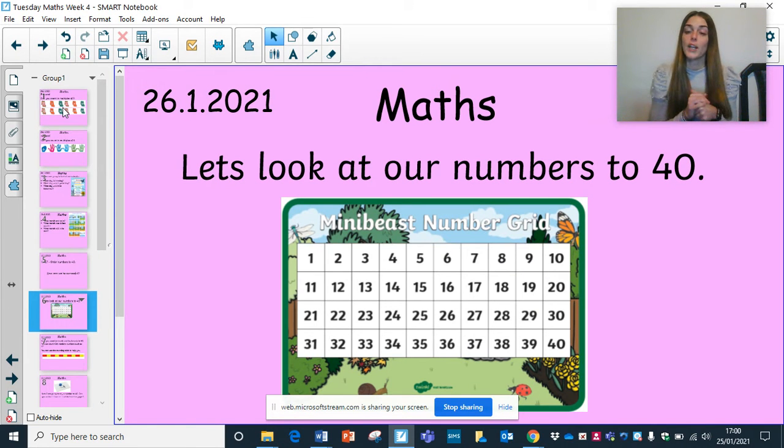So we're going to look at our numbers to 40. Again, I've got some images here and there's resources that you can use to support you. I'm going to hold up some cards. See if you know what number that is. See if you can beat me. Are we ready?